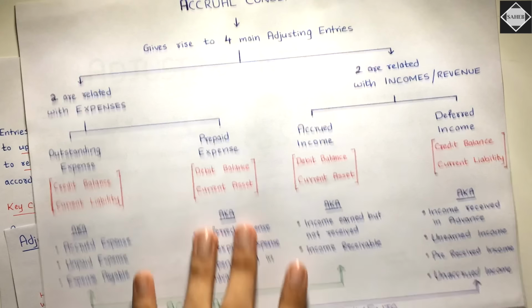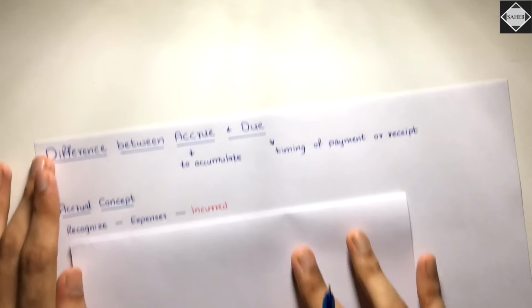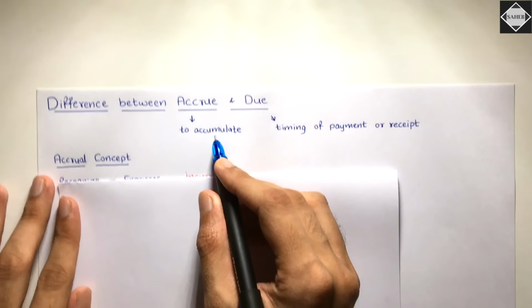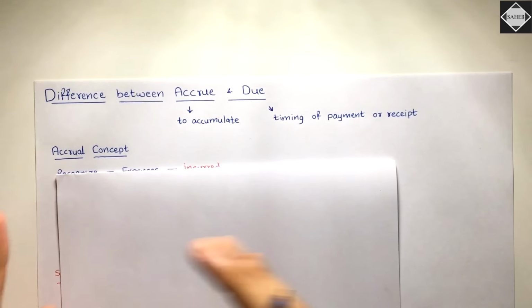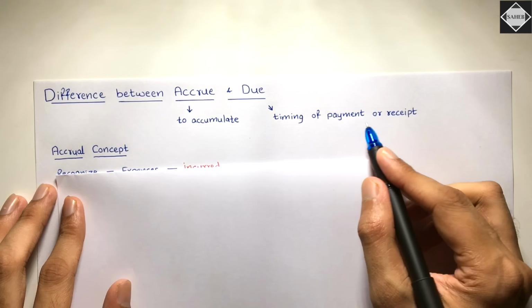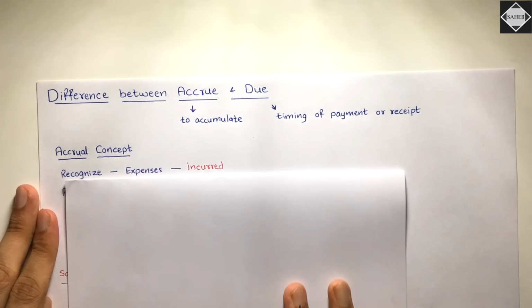Fine. And then there is one more concept that I have to make you understand over here, that is the difference between accrue and due. Let me just show you. See here, difference between accrue and due. Accrue means to accumulate, right? To increase over a period of time. Due means timing of payment or receipt. This is very important for you to understand. It's a basic terminology, but you have to understand this properly.